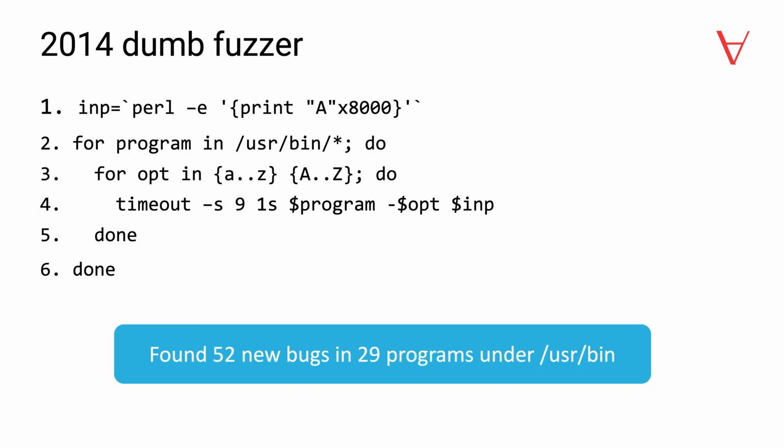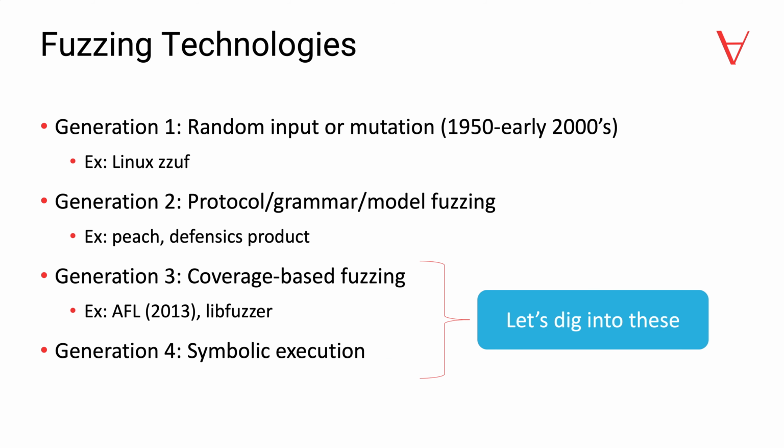Now what surprises me is finding that simple techniques like this actually work for a lot of legacy software. When you look at things like airplanes, ships, IoT devices, these things were not written with security in mind. So these sort of simple techniques often pay off. So I call this random input or mutation the generation 1 fuzzers.